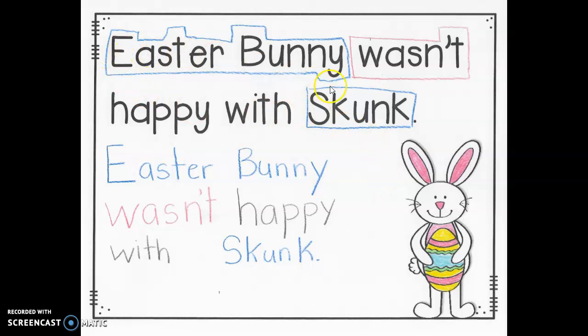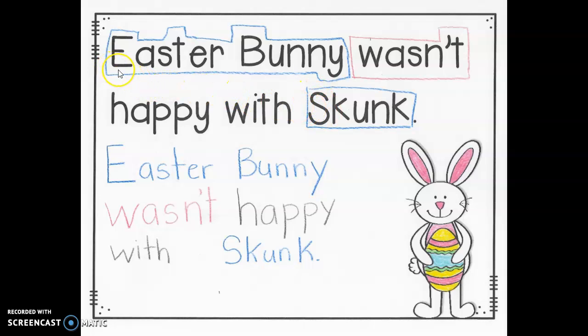Our nouns we're boxing up with blue. So we have Easter Bunny and skunk. Those are our two nouns in the sentence, and they're both proper nouns, which means they're the name of something. And you notice that Easter Bunny, his name is capitalized. So is skunk, because that's his name. It's not just a generic skunk. Skunk is actually his name, okay? So you see the capital E and the capital B and the capital S for skunk.